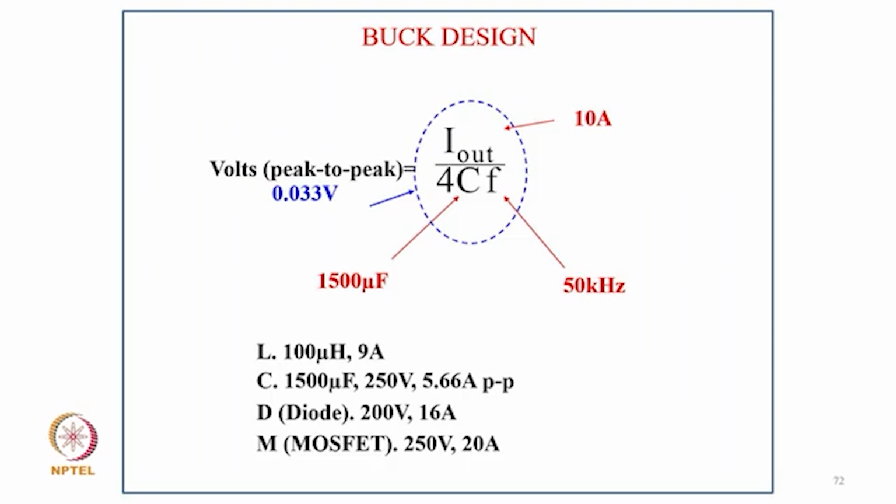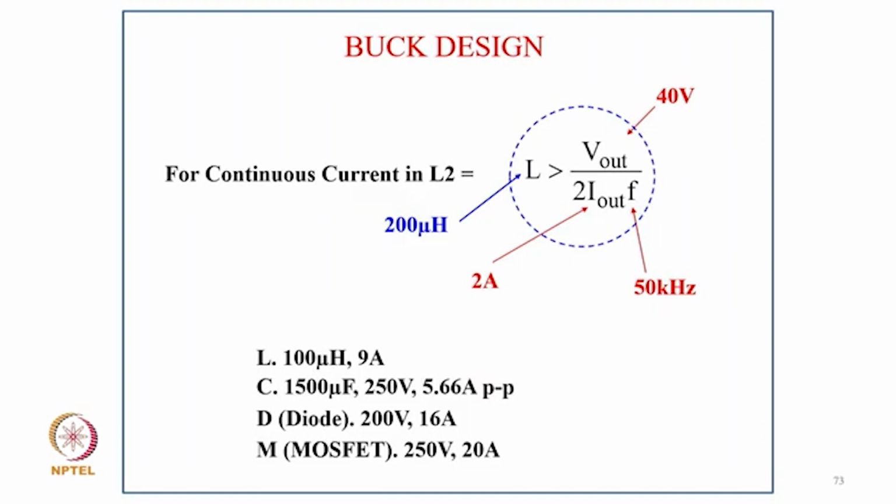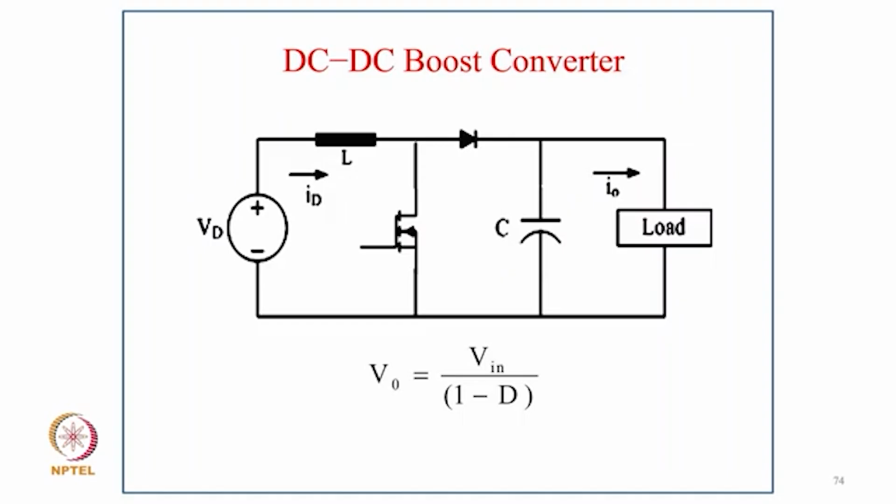So here the value given is L equal to 100 microhenry, and typically the rating is the same as shown in the previous slide. And for continuous current, what the inductor value comes to here: corresponding to these typical values, putting 40 volt output voltage, 2 ampere output current and 50 kilohertz, the value comes to around 100 microhenry.